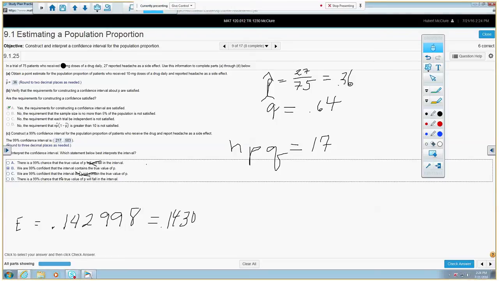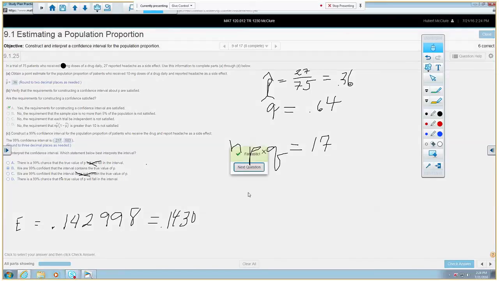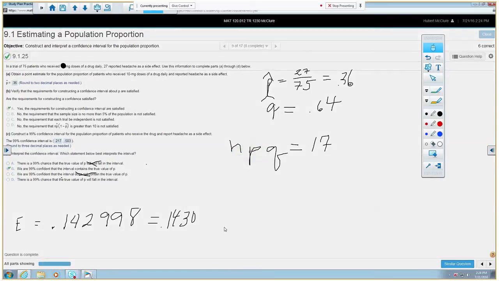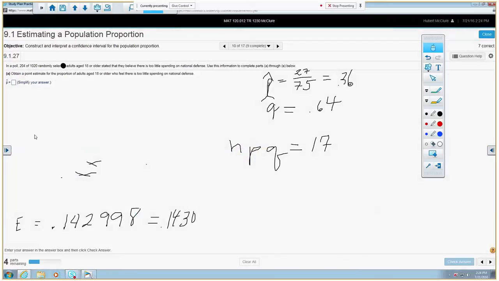I just don't like "contains the true value of P." I don't like the way that sounds. I would much rather it say we are 99% confident that the true value of P will fall in the interval. I like that, but I don't like "there is a 99% chance." I don't like that. I don't feel good about that last part.